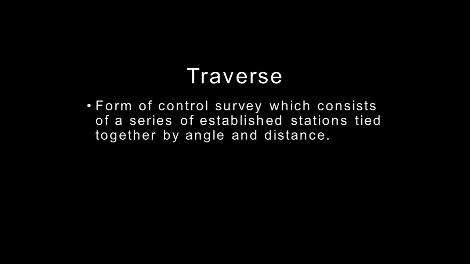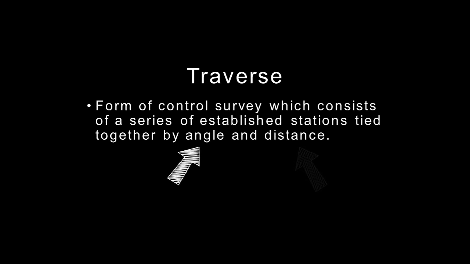Our first term is the traverse, and if you still haven't discussed it yet in the lecture, traverse is defined as a form of control survey which consists of a series of established stations tied together by angle and distance. Traverses are used for the establishment of horizontal control points whose positions have been previously determined. The key terms here are angle and distance. For us to call it a traverse, the angle and distance between two adjacent stations should be known, because that's how we define the location of traverse points in a horizontal plane.